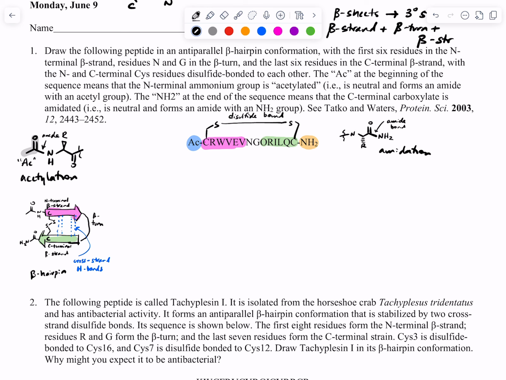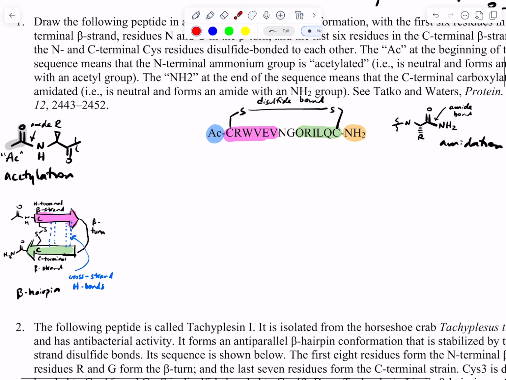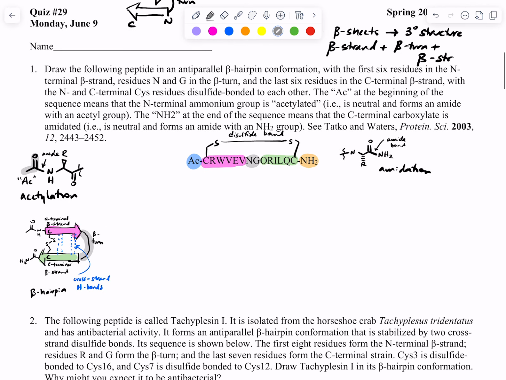O is an unnatural amino acid that was used by Professor Waters for a lot of reasons that aren't necessarily important today. Let's see, and then lastly, this portion, I need a different color, don't I? What haven't I used? Well, gray. This portion is N and G in the middle, the beta turn.